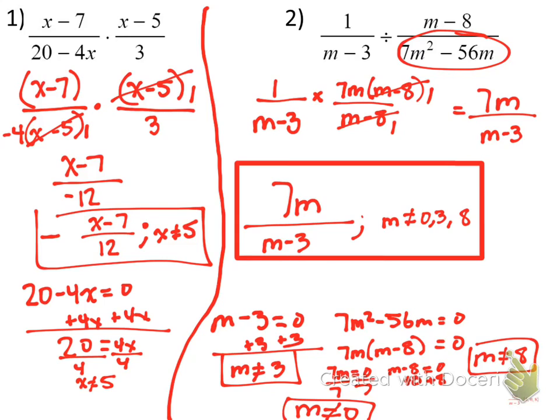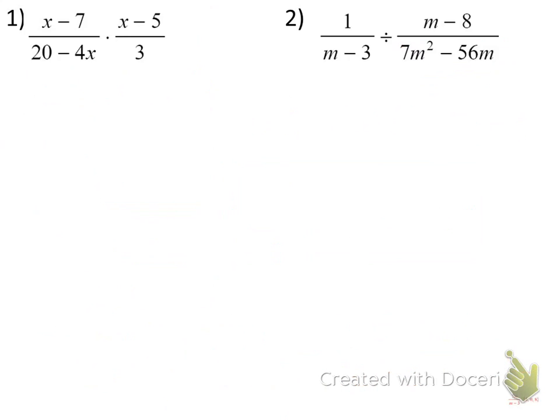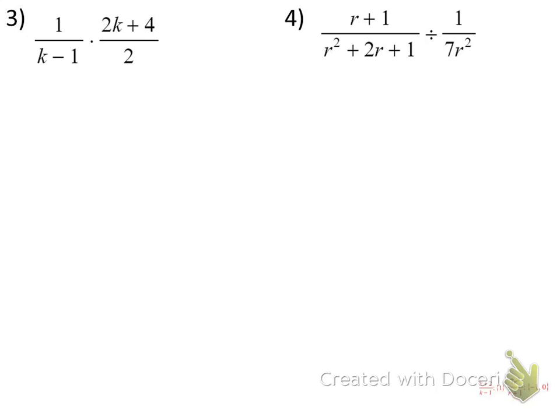Okay, continuing on. What I'd like you to do is number 3 here. I want you to just go to step 1. Tell me the excluded values first. Excluded values. Do not finish the problem. I just want you to tell me k cannot equal whatever it is. Okay?